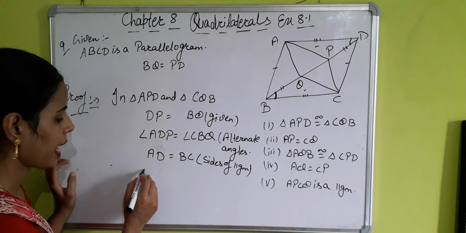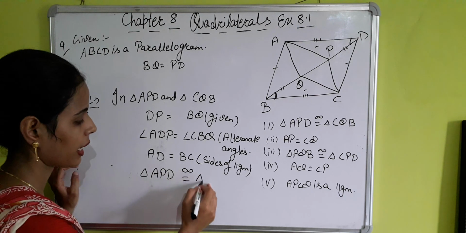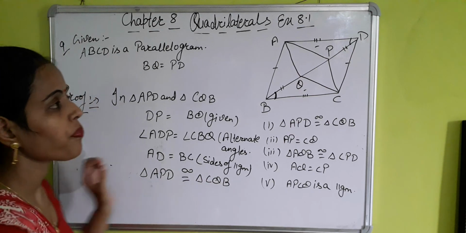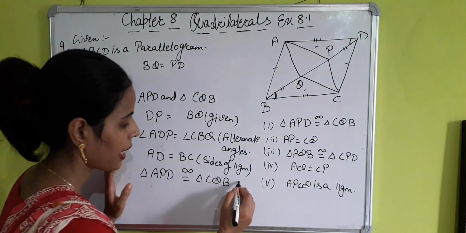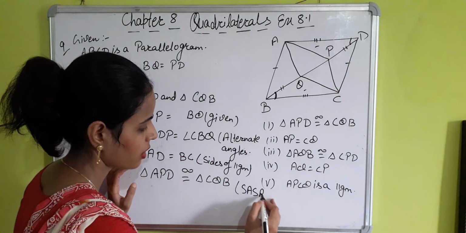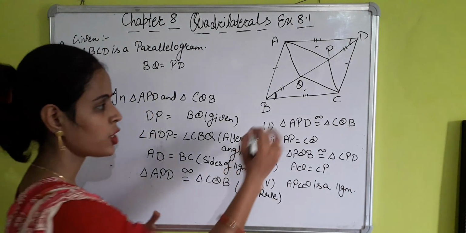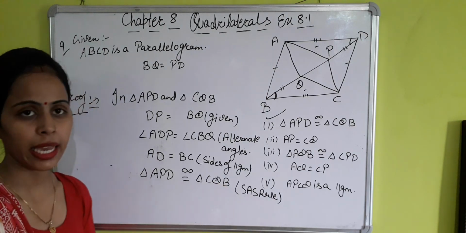So we can say that triangle APD congruent triangle CQB by SAS, side angle side rule. These two triangles are congruent. First part is proved. Triangle APD congruent triangle CQB by SAS.